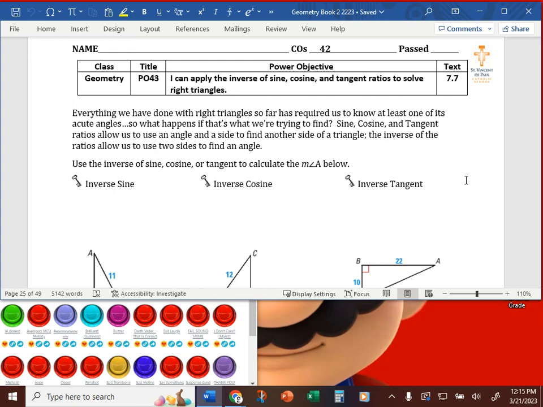Right, good day geometry. Joey, are you ready? 'Cause we are. We are recording our last objective of the unit, PO43, the inverse of sine, cosine, tangent.